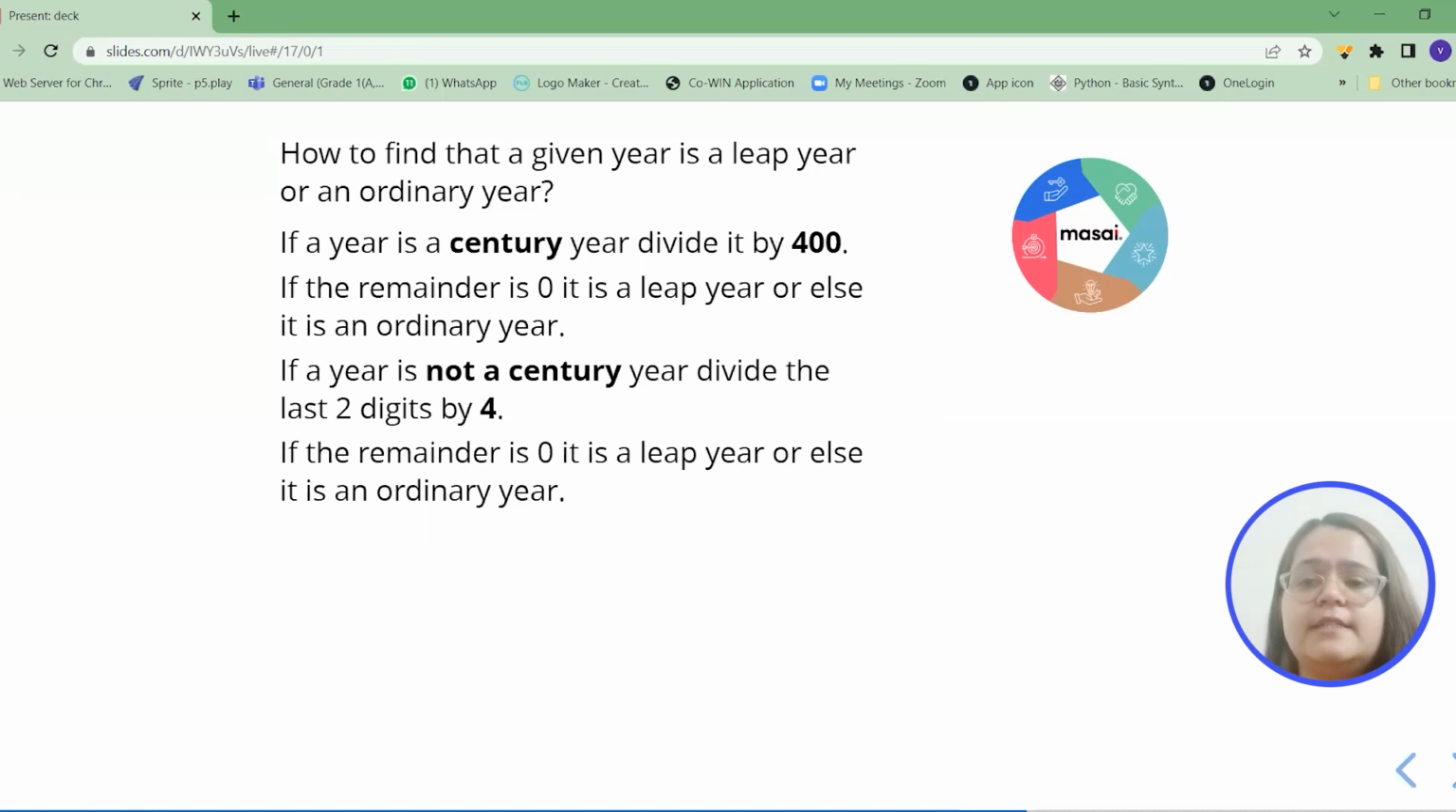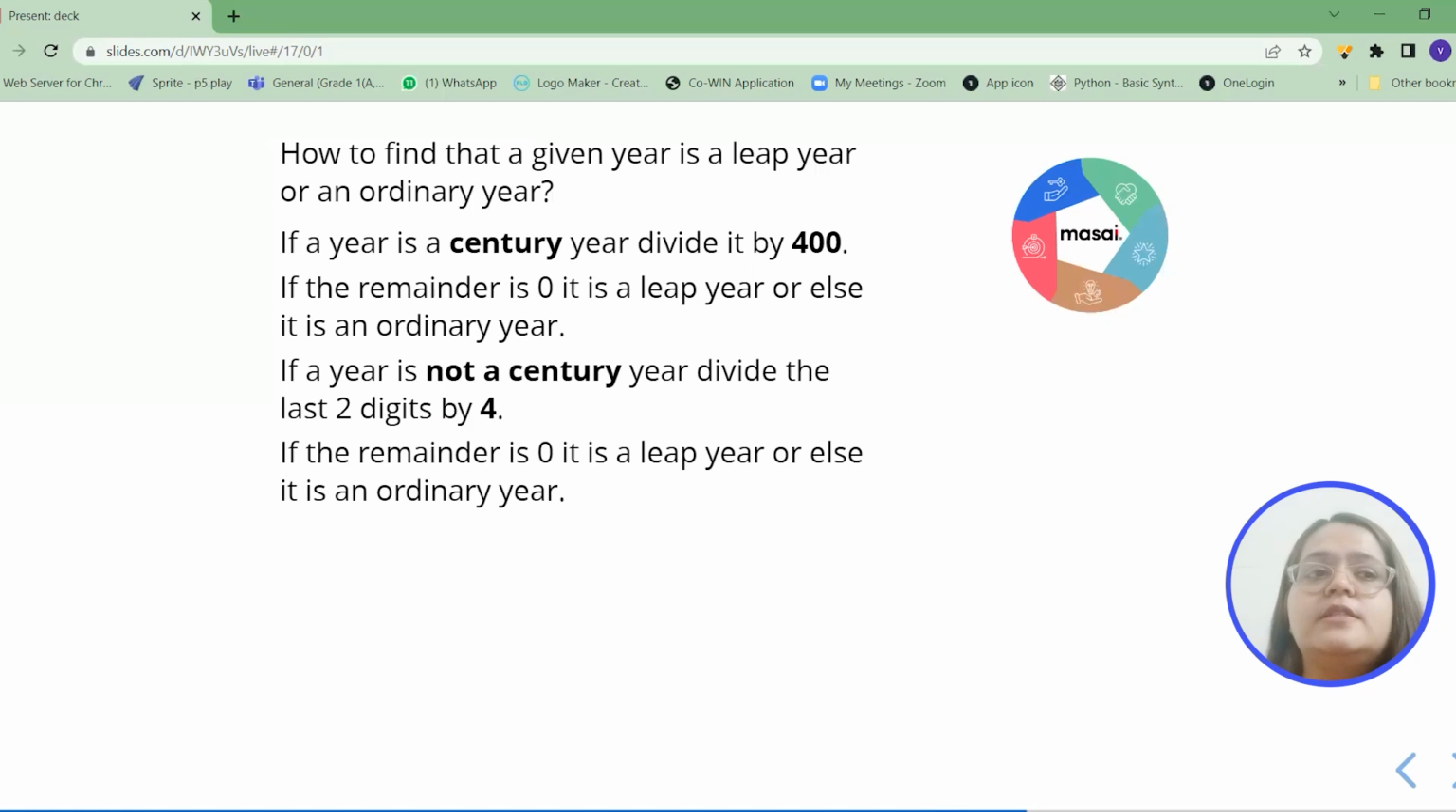Whenever it is a century year, it's a bit tricky to understand whether it is a leap year or not. If a year is a century year, you have to divide it by 400, and if you get the remainder as 0, we can say it's a leap year. But if you don't get the remainder as 0, that means it's not a leap year, it's an ordinary year.